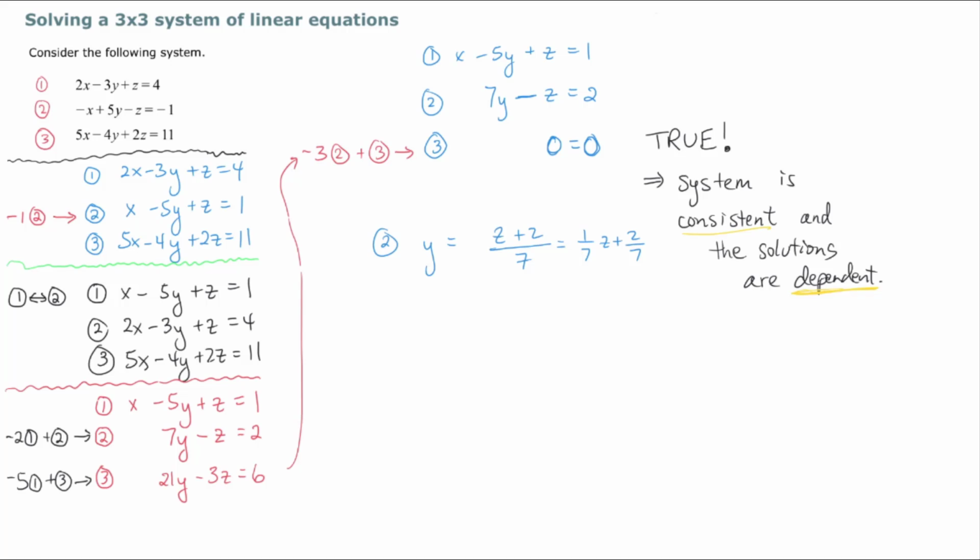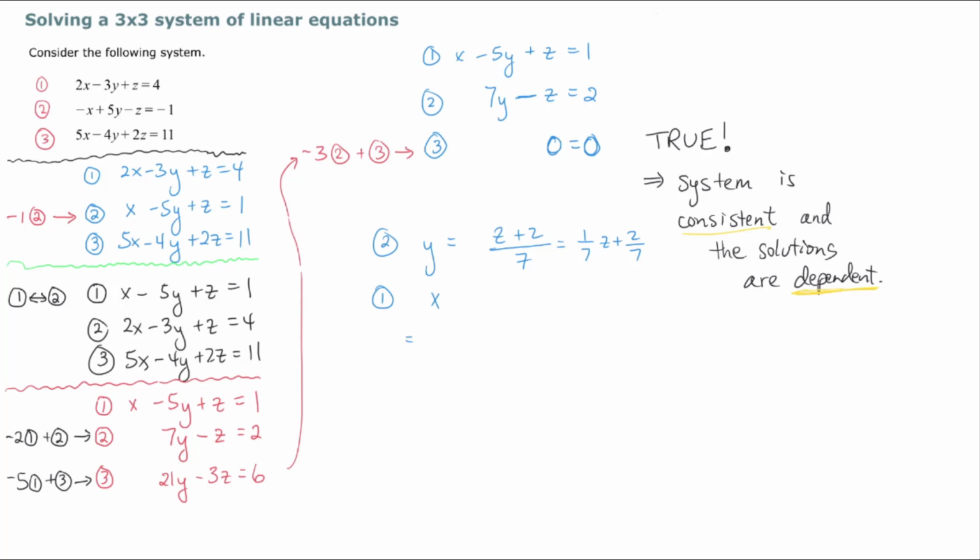Let's look at x now. Well, we know y is dependent on z. Well, x is dependent on y and z. So can we find x? Let's find out. So I'm going to go back to equation 1. What we're doing right now is something called back substituting. I'm going to go back to equation 1 and solve for x.